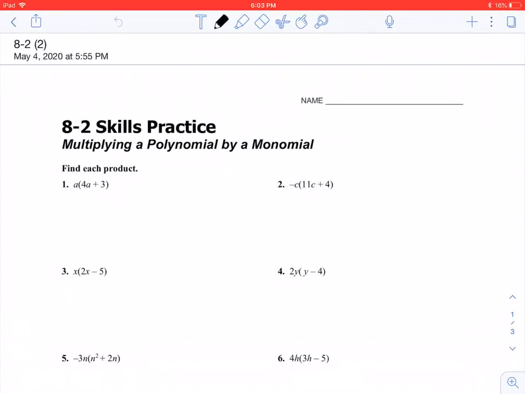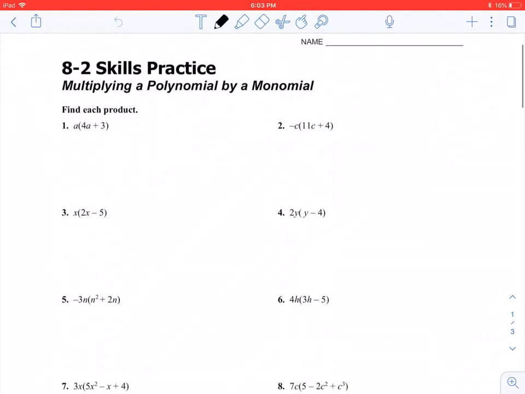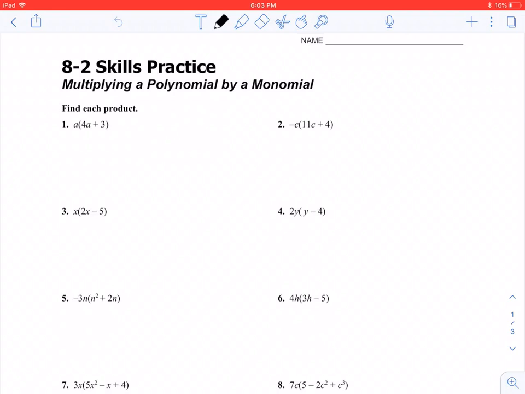Today I'm going to go over the Chapter 8, Section 2 worksheet where we had to do numbers 1 through 22. So let's get started. The first problem, number 1, you had to distribute the a to both things. So I had to go in like that and like that. And so what you end up with is 4a squared plus 3a.